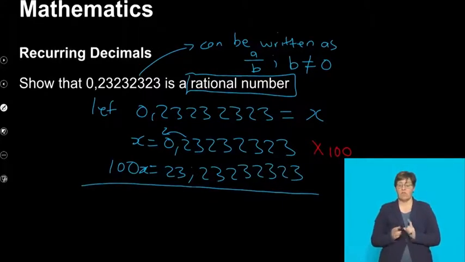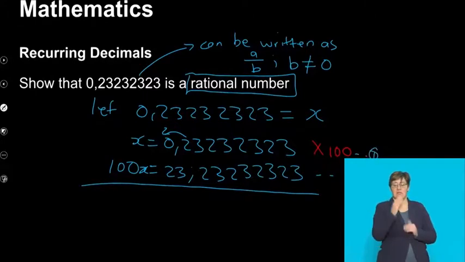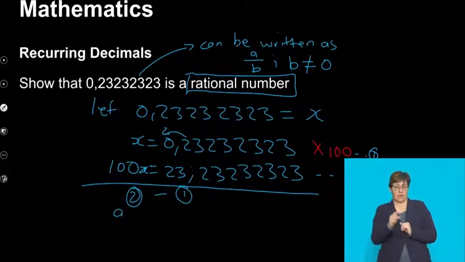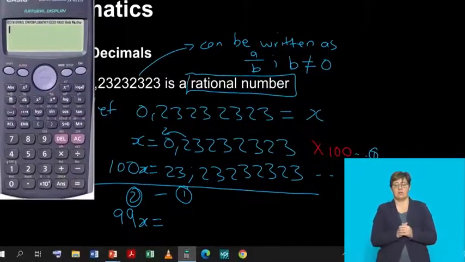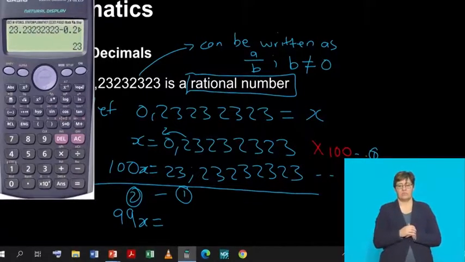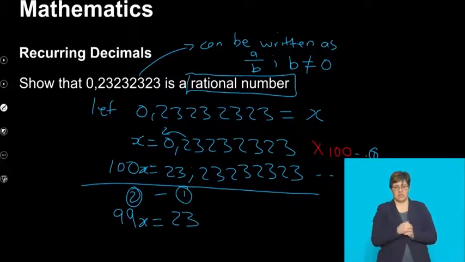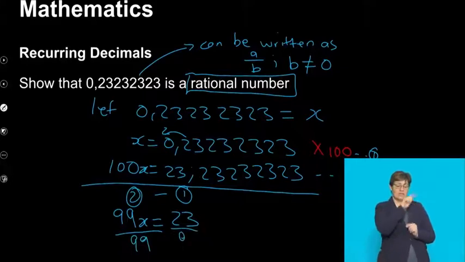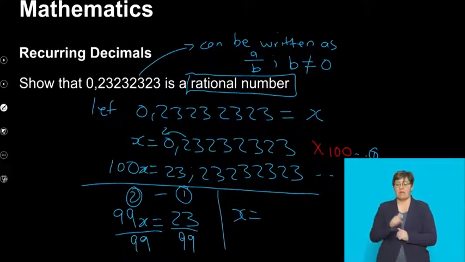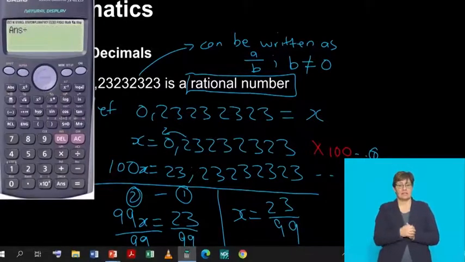And then from there, I'm going to say maybe this is my equation 2, and that's my equation 1. So I will say equation 2 minus equation 1, which will then be 99x is equal to, and then on the calculator, we'll quickly subtract this. So we'll say 23.23232323 minus 0.2323232323, and you'll see this will only be 23. If I divide both sides by 99, I will then have x is equal to 23 over 99. Then to prove this on the calculator, you just divide this by 99, and it will go back to what we initially had.